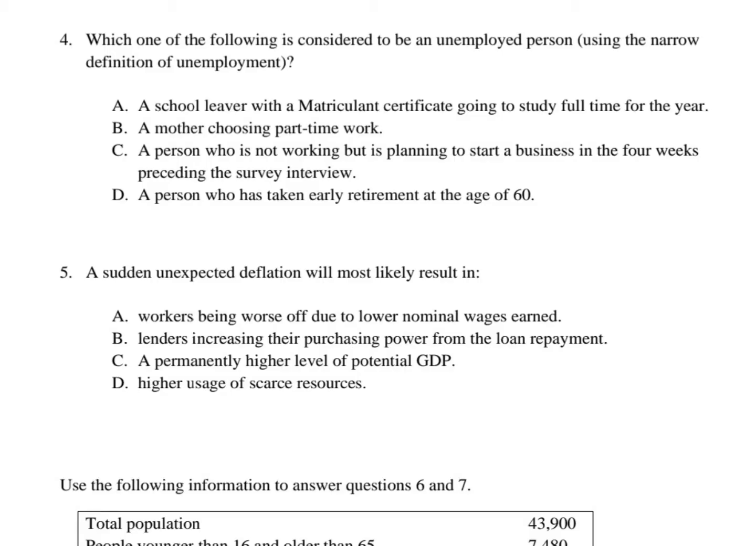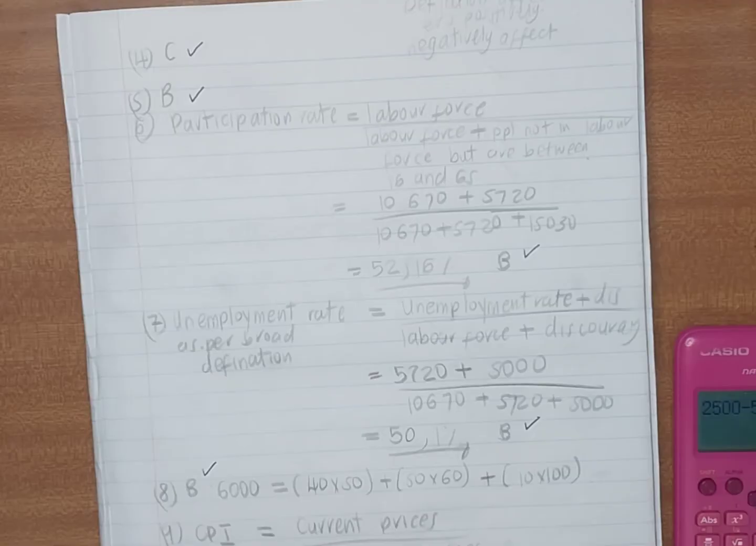The narrow definition of unemployment looks at unemployed people, except for the discouraged workers, right? So you must be unemployed. First of all, you must be actively looking for work, able to work, and actually willing to work, right? And you must be a person who, if not working, wants to start a business in the next 4 weeks from when the survey was done, when they are counting the number of people. So yes, that's the narrow definition of unemployment.